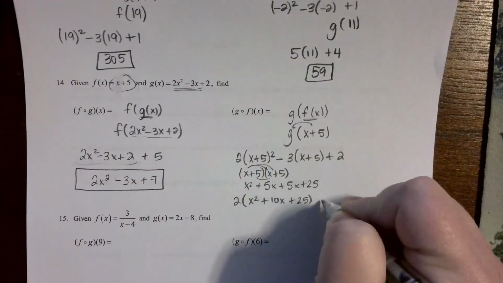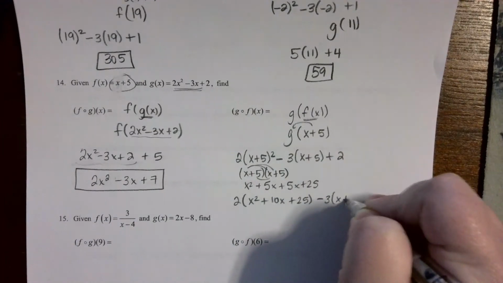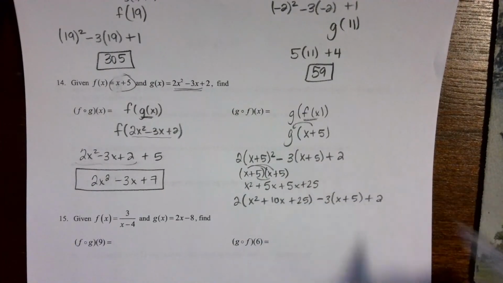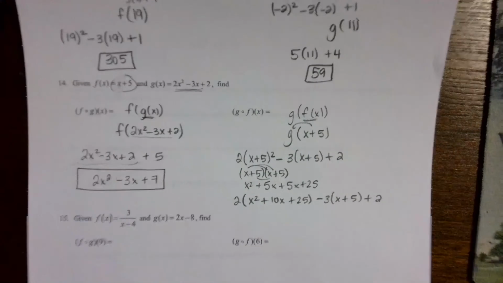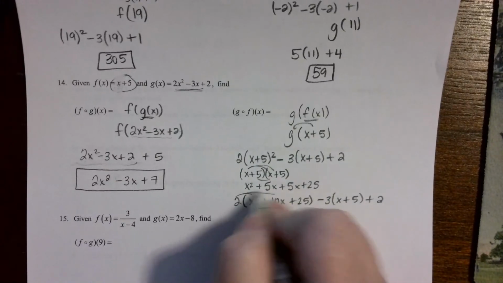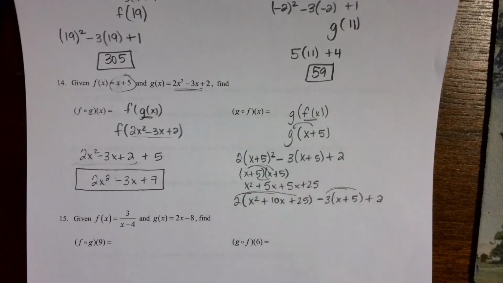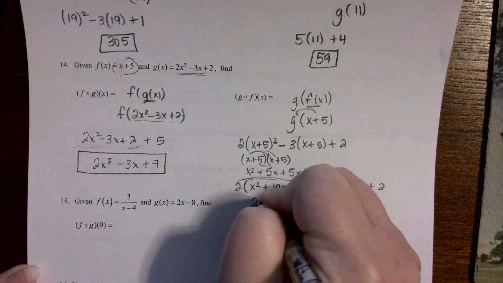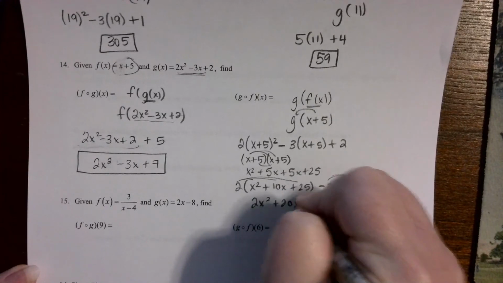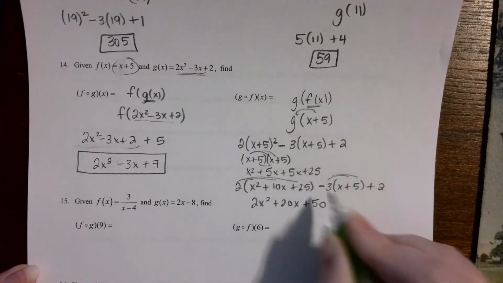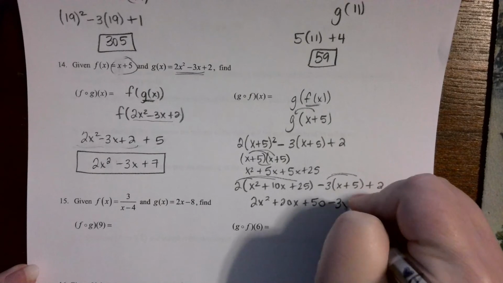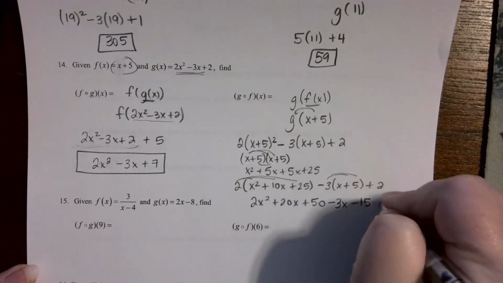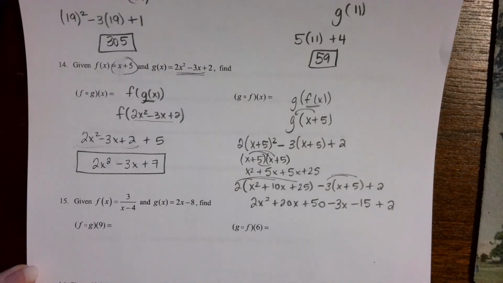Now I'm going to pull down the rest of this stuff so that you can see me do it all at once. I've got to distribute this 2, and then I've got to distribute this negative 3, and then I have to combine all my like terms together. So I have 2x squared plus 20x plus 50. Negative 3 distributing is a negative 3x minus 15, and then a plus 2.